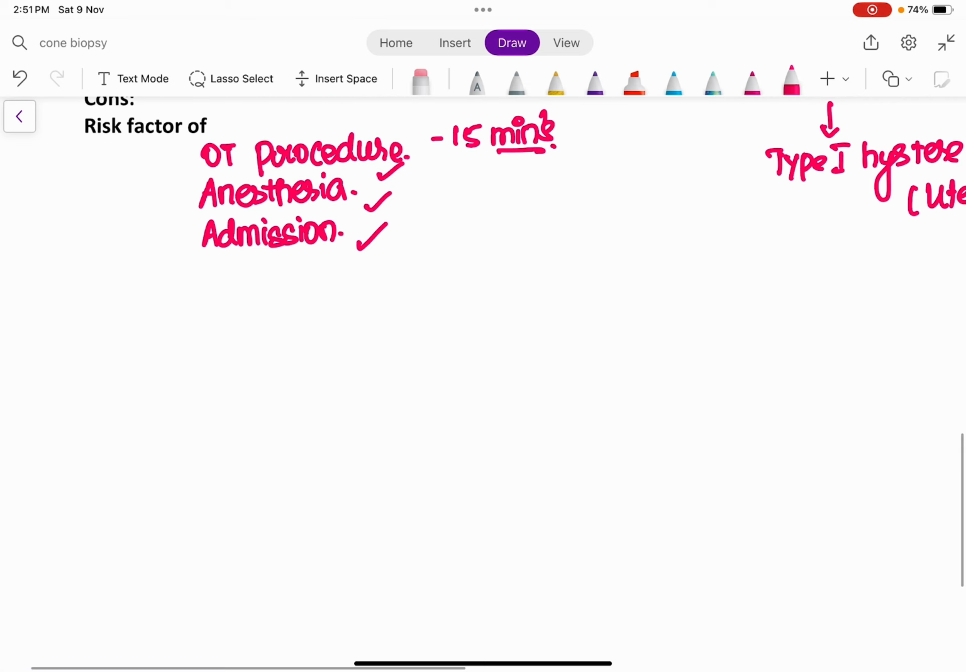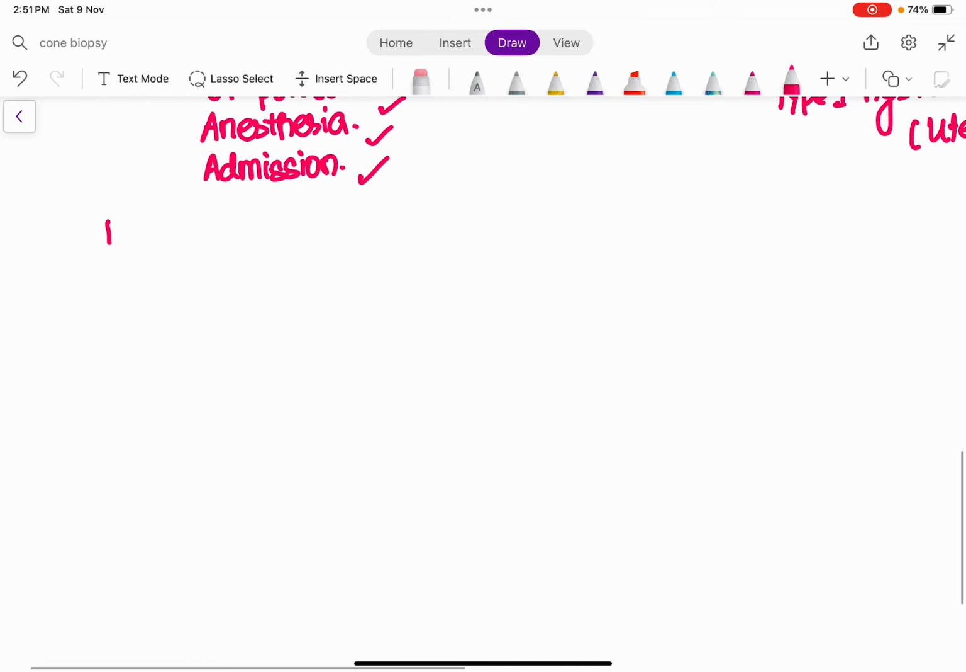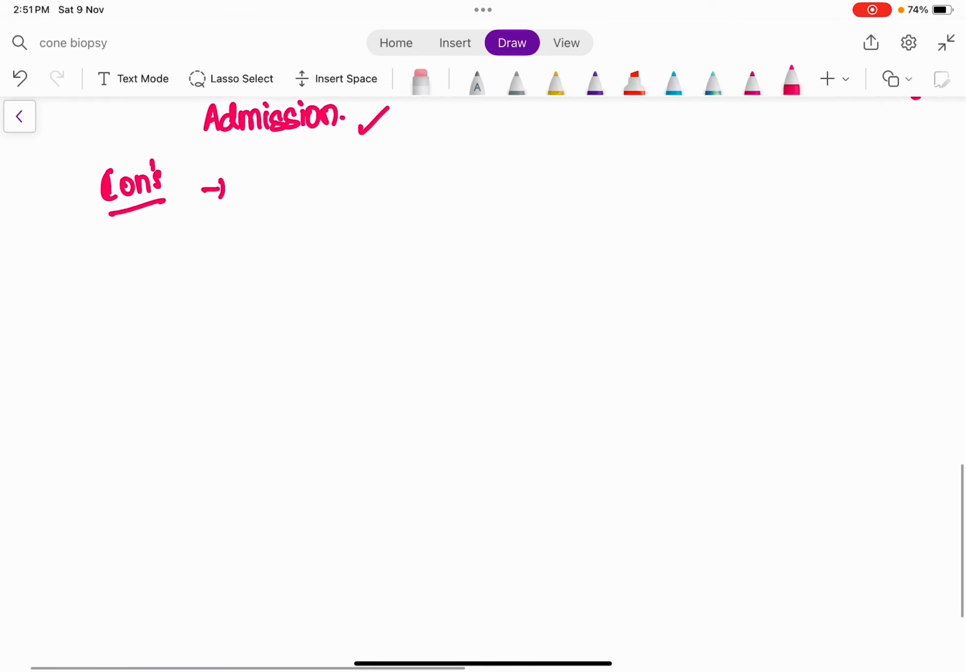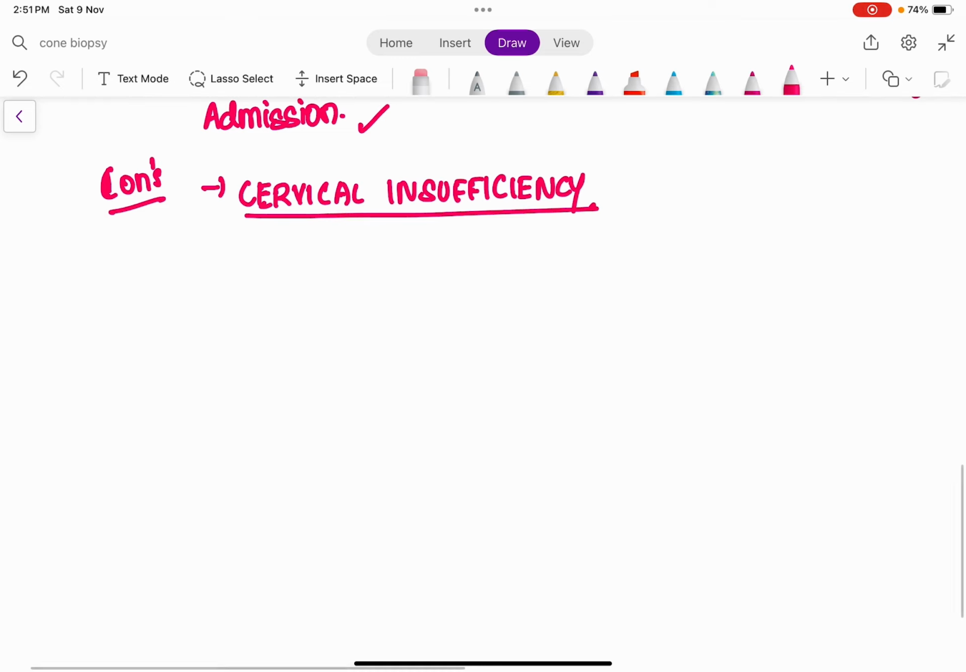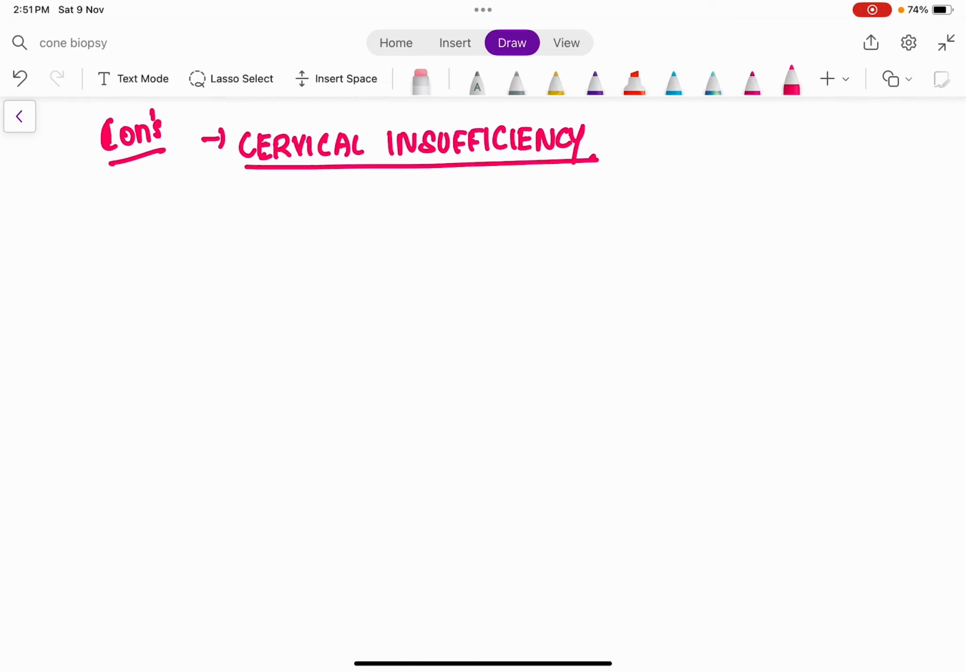Okay, so since it is a 15 minutes procedure, for certain indications you are going to do it only under OT, under anesthesia, and admission is of course required. And then the most important con is that this can lead to the problem of cervical insufficiency. So what is cervical insufficiency? When we discuss obstetrics, I'm going to tell you a term called cervical incompetence.